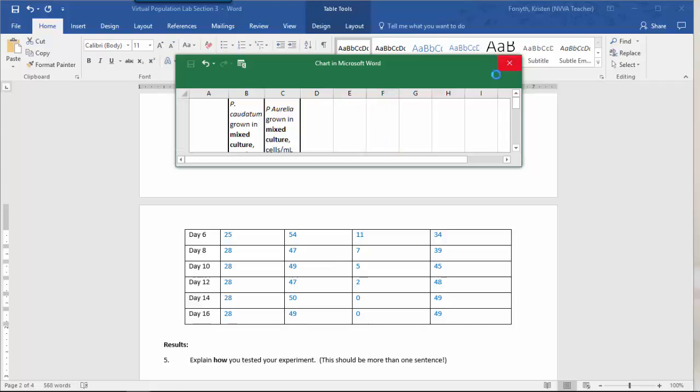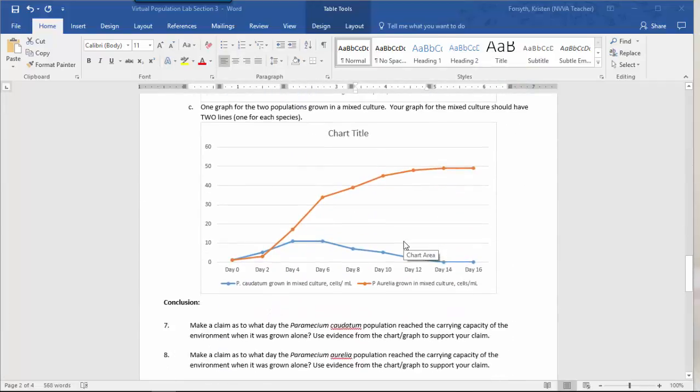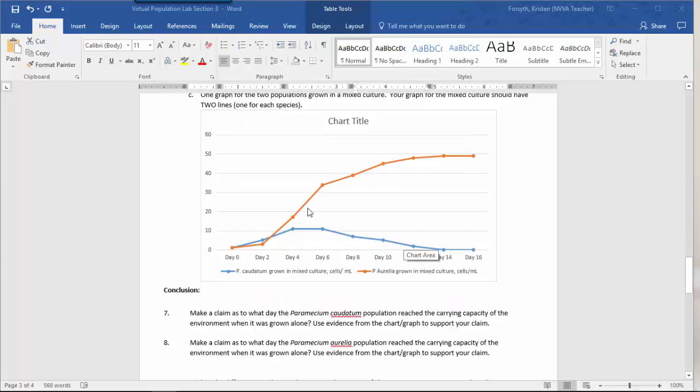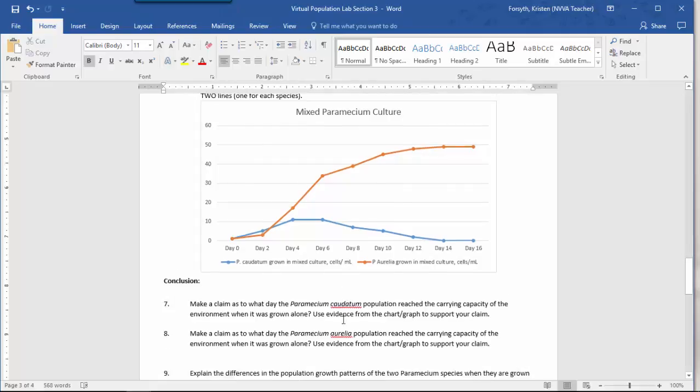Okay, and then we can check out our graphs. We should be able to see a serious difference between them. So you can see right here as one went up, what happened to the other? That one just started to decrease. So this right here illustrates the law of competitive exclusion. So for the chart title for this one, this is going to be your mixed culture. Okay. All right. And then once you're finished, you go and make some claims.